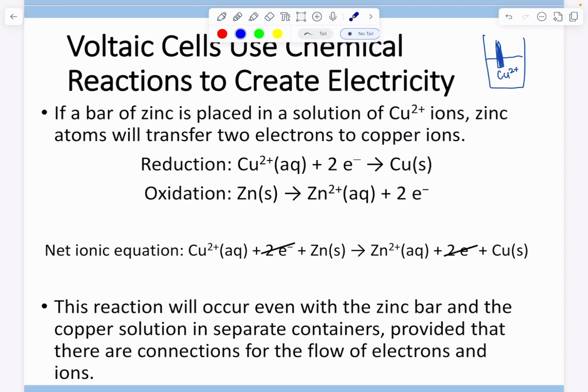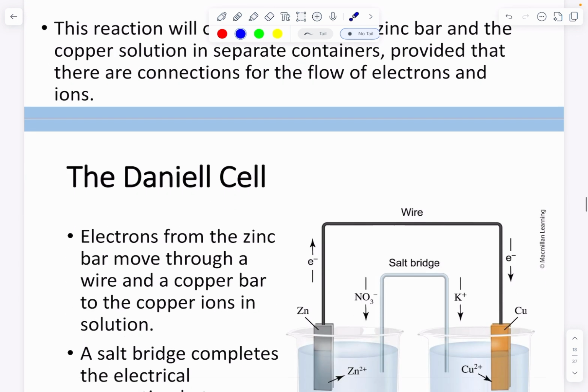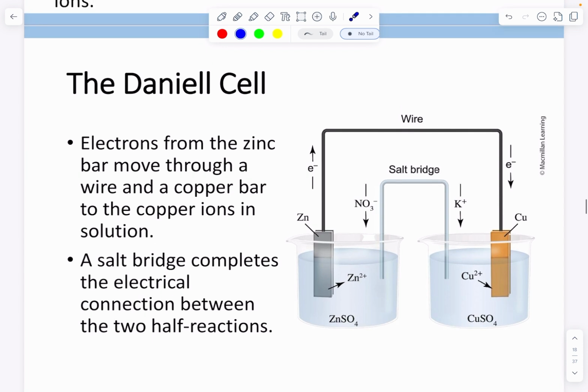As long as there is a connection for the flow of electrons and the flow of ions, this reaction can still occur. And this is called the Daniell cell. So here's what that would look like. We have electrons from the zinc bar move through a wire. So this is electricity essentially. And a copper bar to the copper ions in solution.